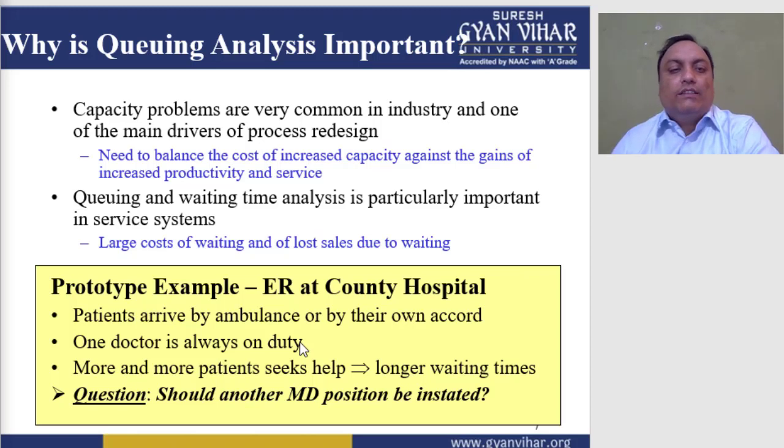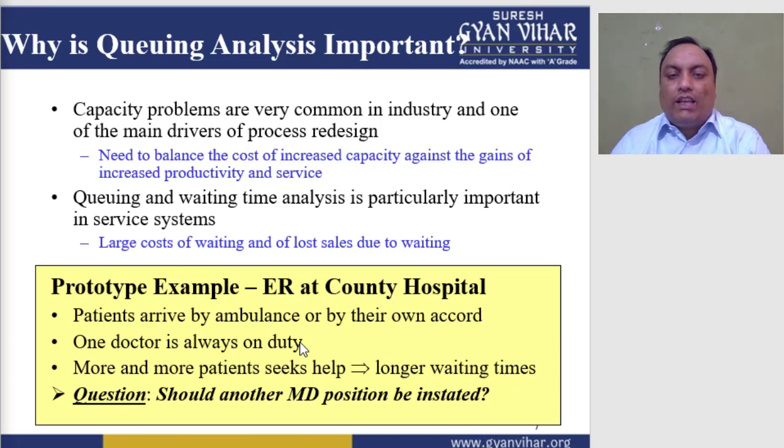So, the second question here: why is queuing analysis important? Capacity problems are very common in industry, and they are one of the main drivers of process redesign. There is a need to balance the cost of increased capacity against the gains of increased productivity and service also.